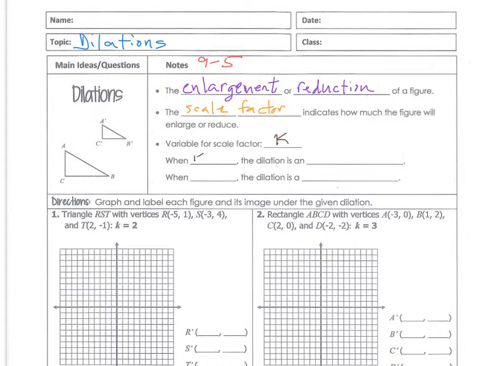So when K is greater than 1, and K is always going to be a positive number, the dilation is an enlargement. And when K is less than 1, meaning it's a fraction between 0 and 1, so 1/2, 1/3, 1/4, 2/5, 3/7, any kind of fraction between 0 and 1, the dilation is a reduction.